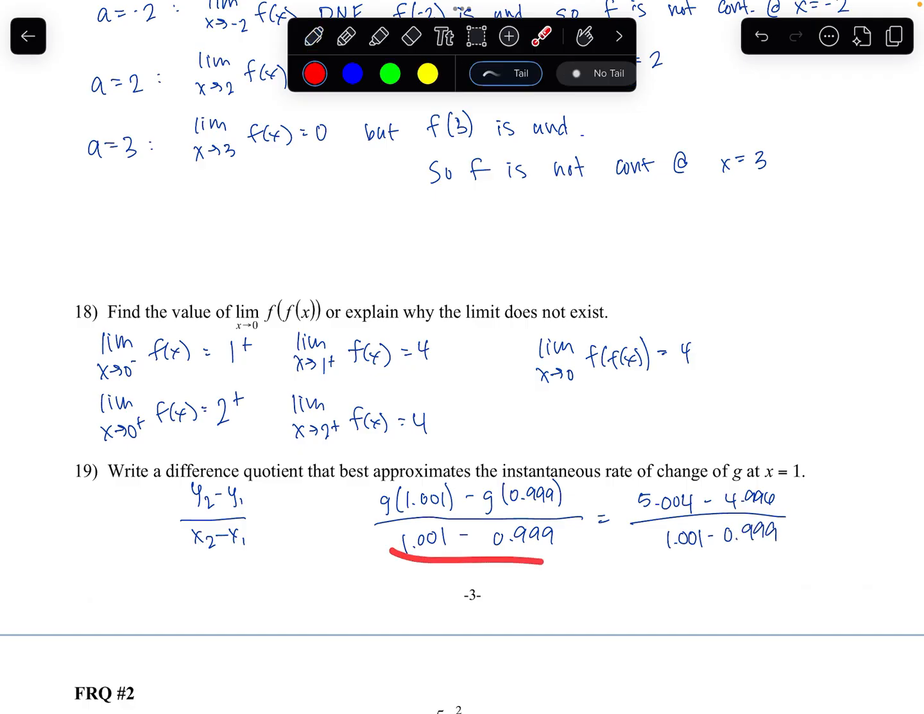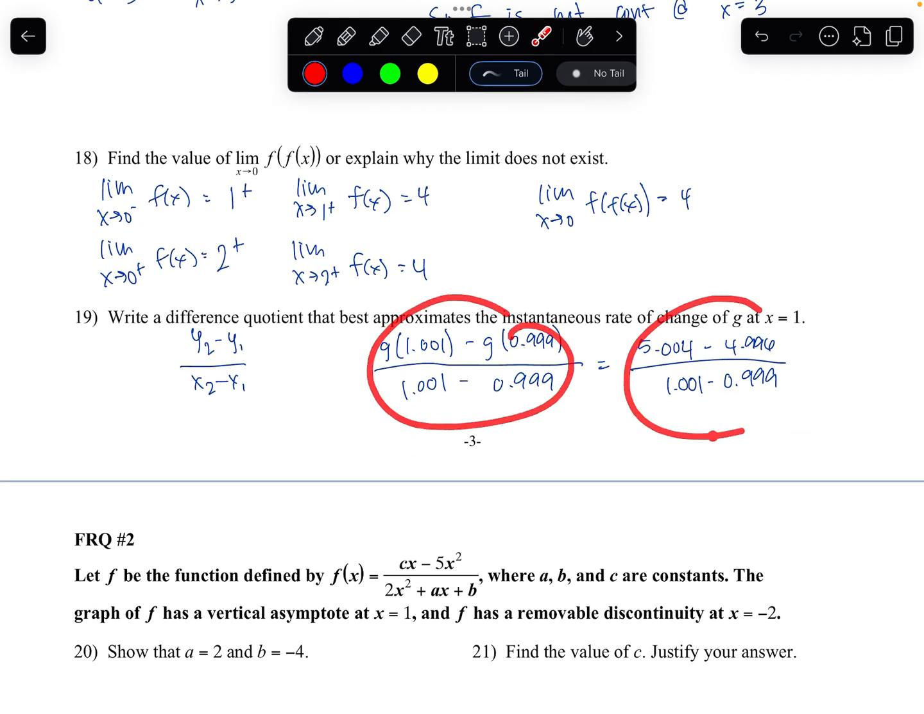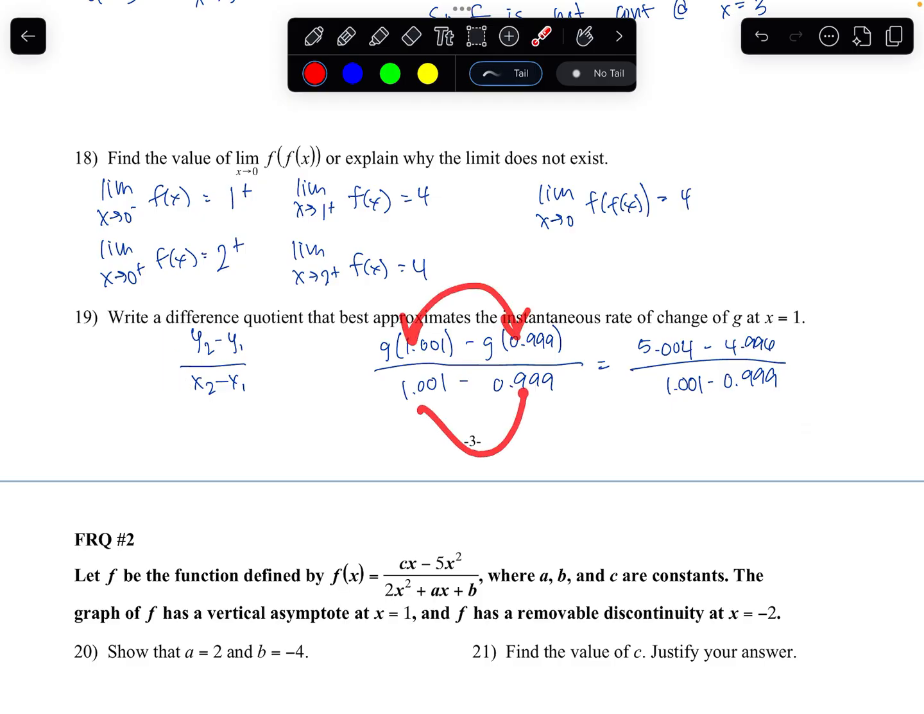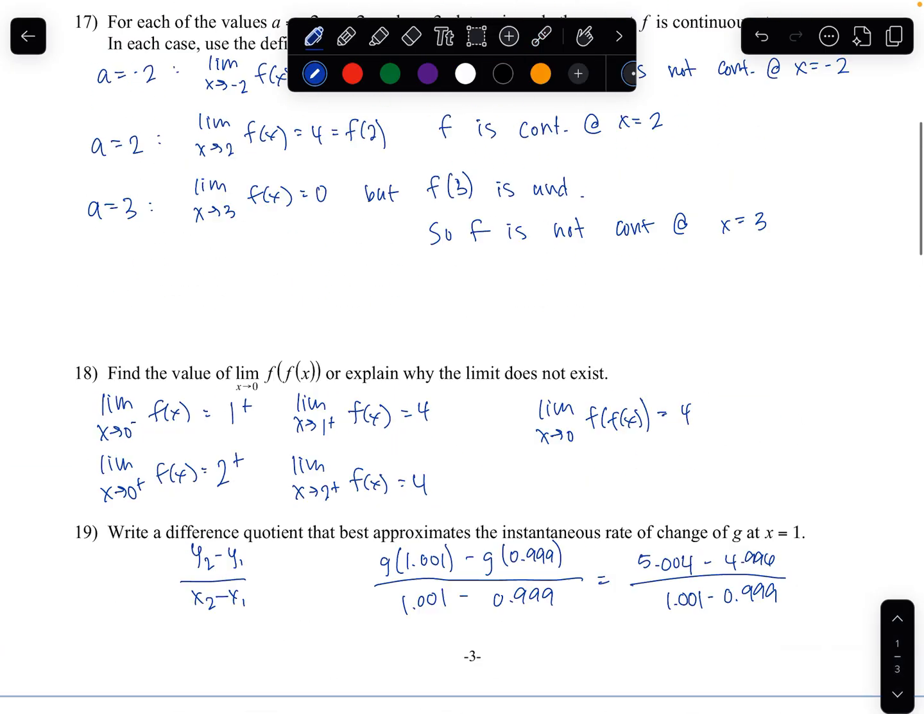So either of these will be acceptable. But just make sure that you have a difference quotient. Make sure it's not flipped. Make sure you're not doing the x values on the numerator. These can be flipped as long as it's consistent with these values right here. That won't matter. Again, these can be flipped as long as these are also flipped as well. But what can't be flipped is the numerator and denominator. Okay. All right, and that's question 1.